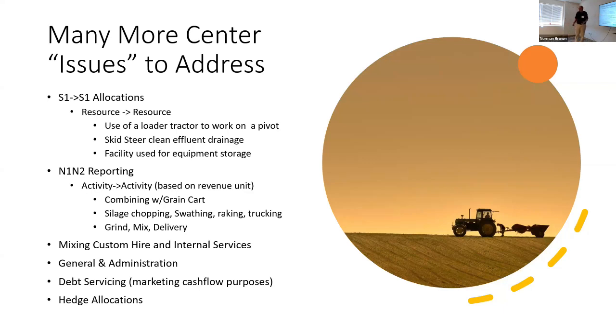In Randy's case, he has a large storage facility that he uses for equipment storage. How do we take the cost of that storage facility and charge it back to the N1, N2 reporting? We mentioned that earlier. Back on Dave's example of nutrient hauling, that's really one activity, but we want to calculate the costs separately and combine them somewhere in the reporting process.